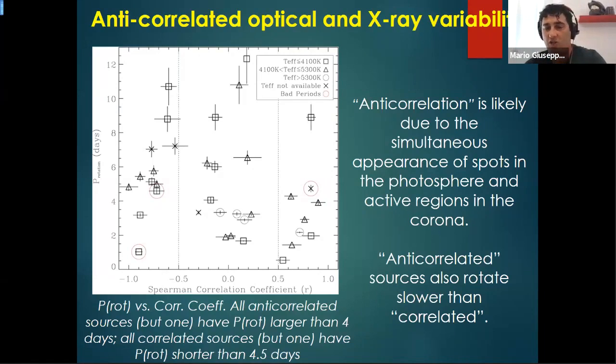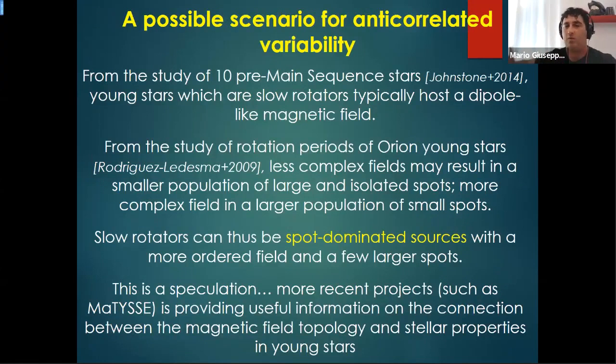For instance, the rotation of the star. This is a plot in which you see the rotation period of the stars and the three correlation classes: anti-correlated, non-correlated, and correlated. And there is a clear difference. If you see here, for instance, all the anti-correlated sources but one rotate slower than the correlated sources but one. This is a very nice evidence for the fact that rotation plays an important role on the correlated variability between optical and X-rays.